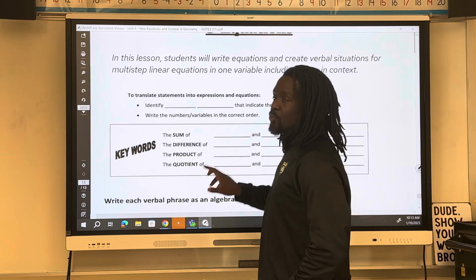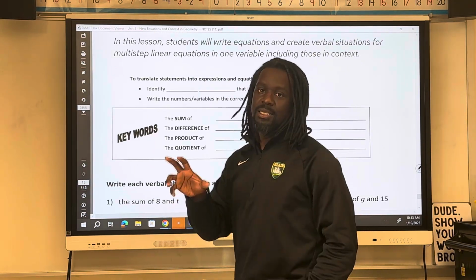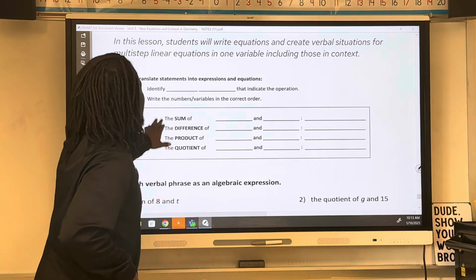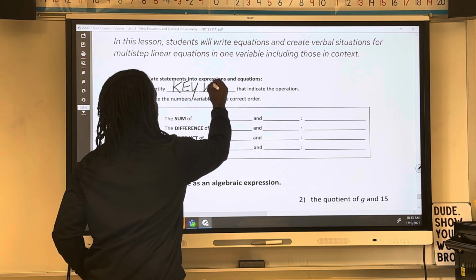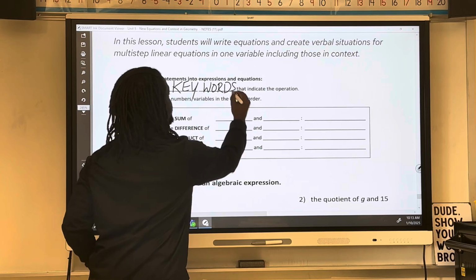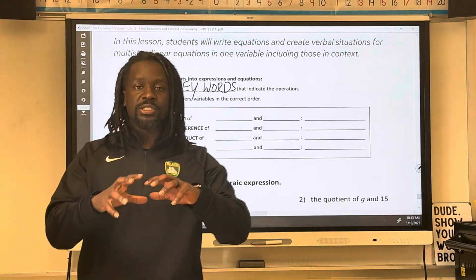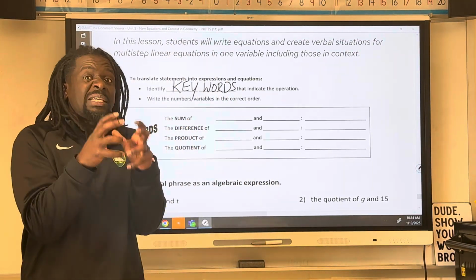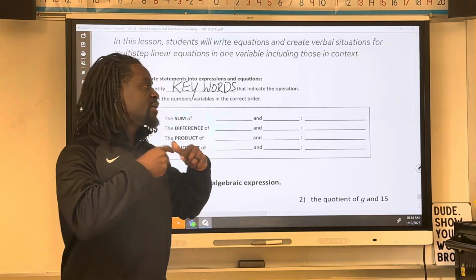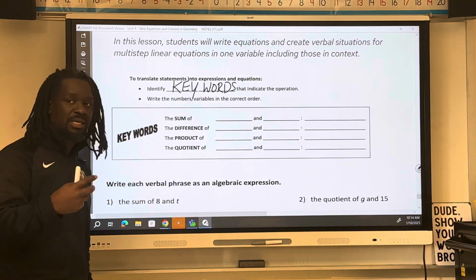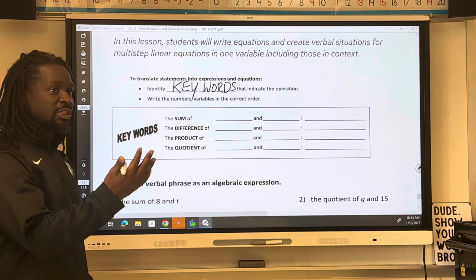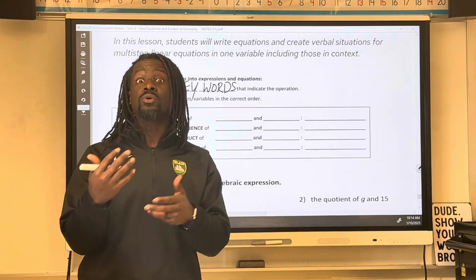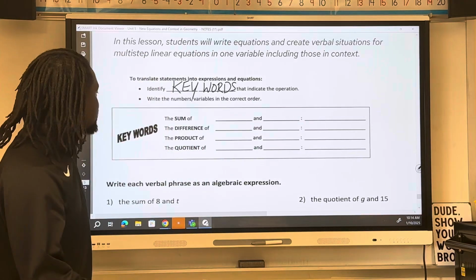The key when you are translating verbal situations is you have to identify the key words. All throughout the notes today, I am going to be emphasizing some key words that you have to understand and know what they mean mathematically. Then you need to make sure that you write it in the correct order. I'm going to be giving you some tips on that.